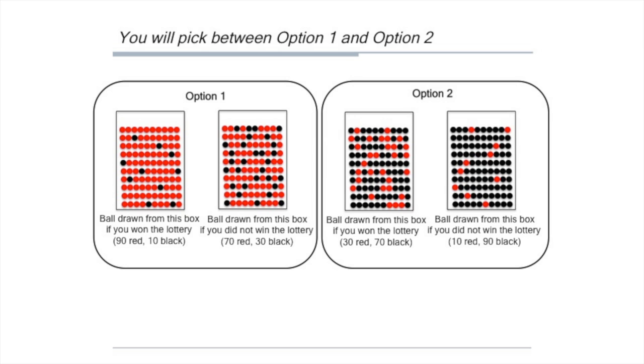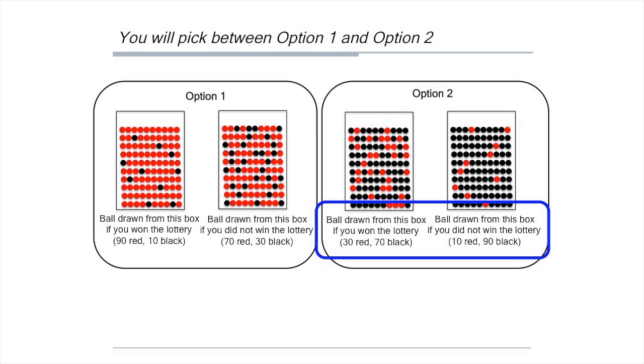Question 5 presents these two options you see on the screen. If you pick option 1 and you won the lottery, the computer will draw a ball from the box with 90 red balls and 10 black balls. And if you lost, it will draw a ball from the box with 70 red and 30 black balls.